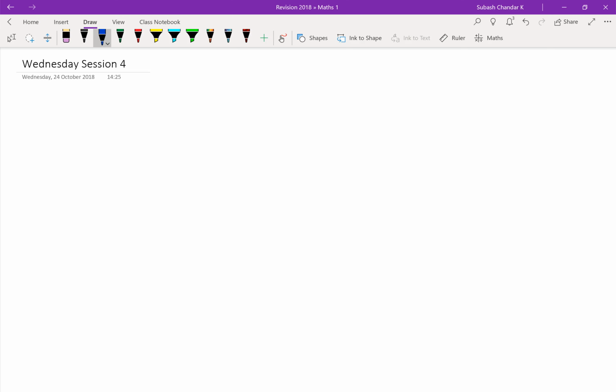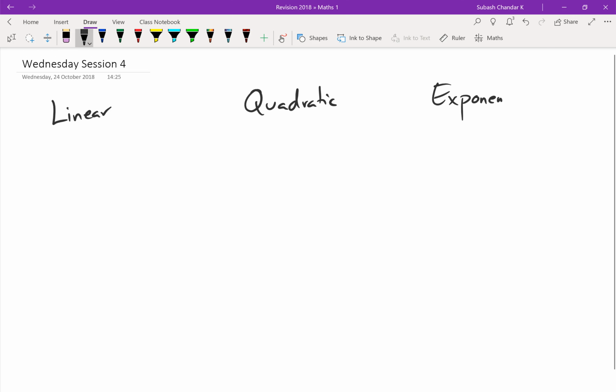So I'm going to give you guys a little table first to give you an idea. Remember that there's three kinds of graphs you're dealing with, right? You've got linear, you've got quadratic, and you've got exponential. With linear, the equation is y = mx + c. With quadratic, it's y = ax² + bx + c.